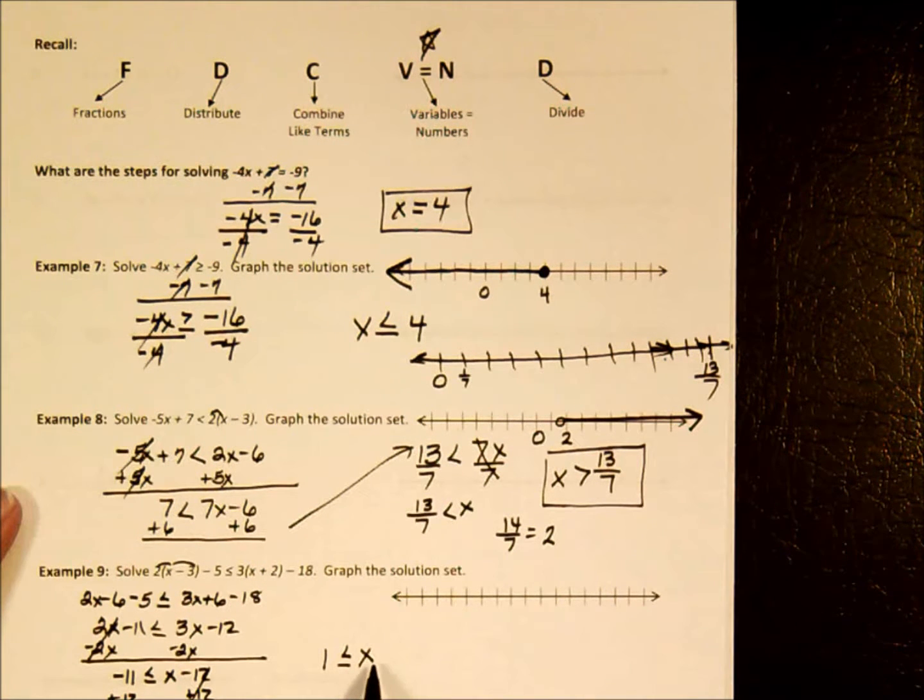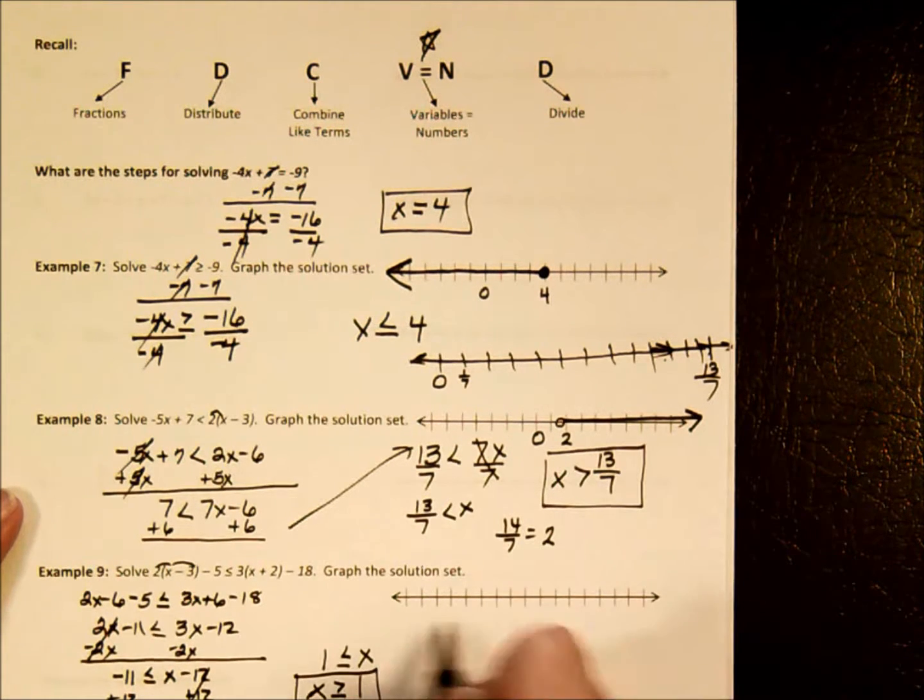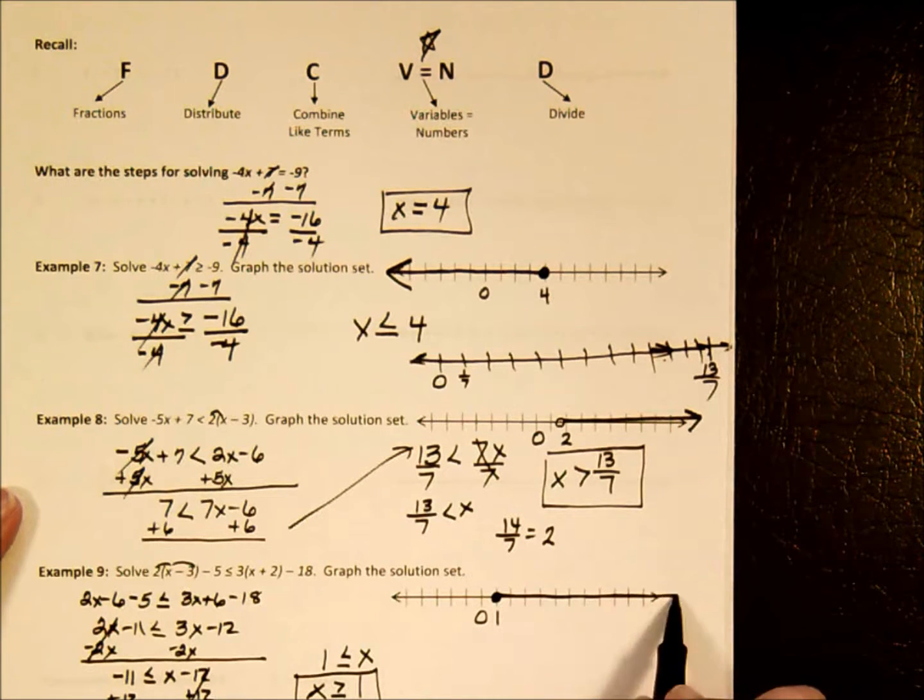The x is on the right. Turn the whole thing around. X is greater than or equal to 1. I flipped my sign. I flipped the entire thing. So if I go over here and I make this 0, here is 1. It is a solid dot because of the or equal, and it's going to the right.